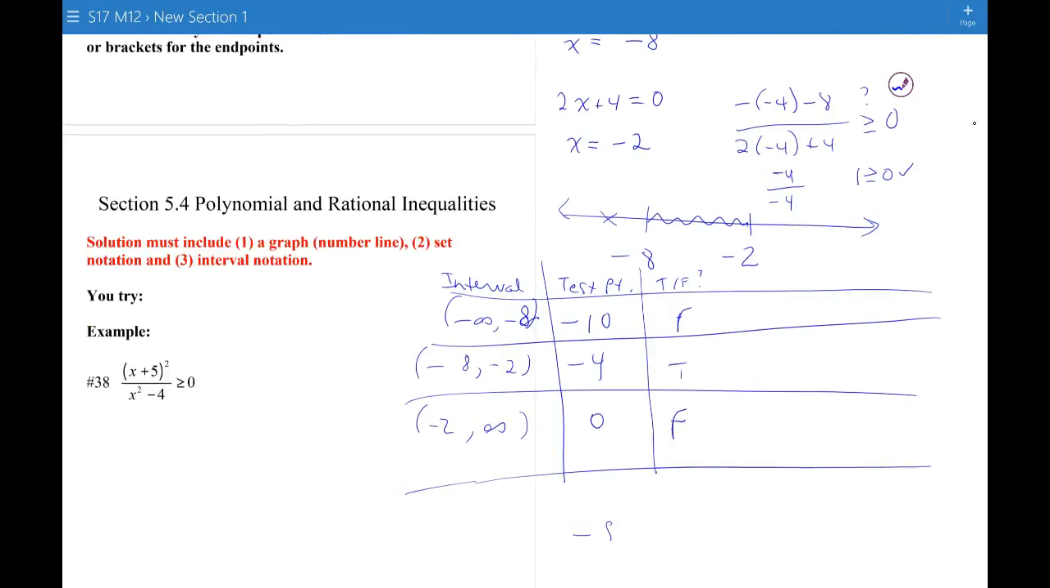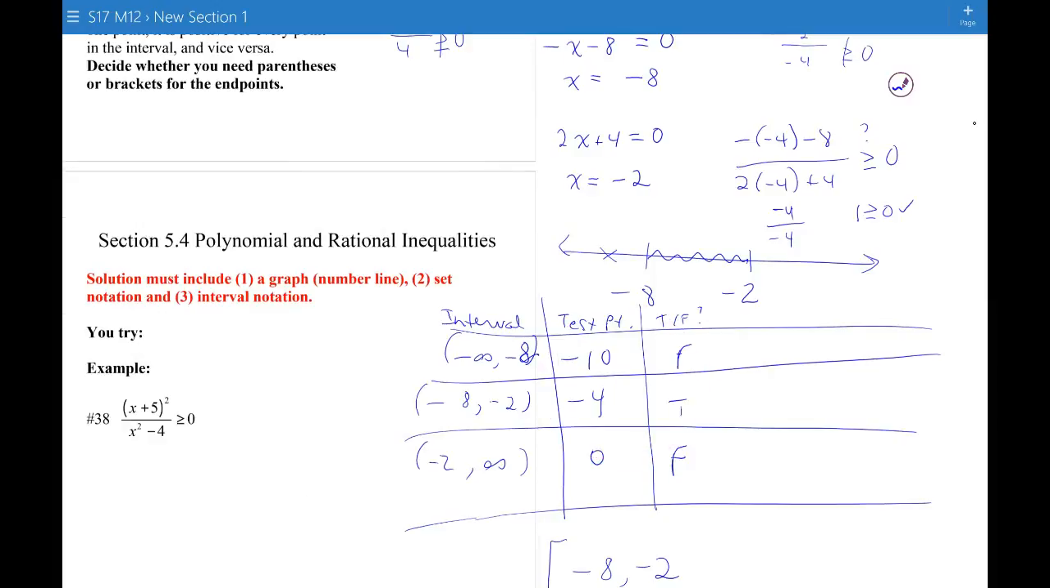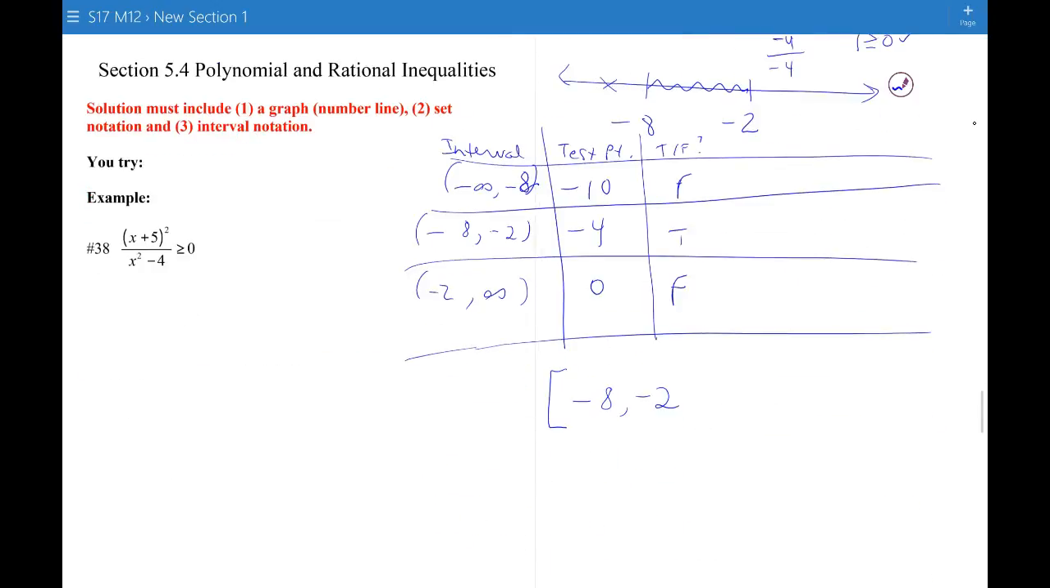So I get the interval from negative 8 to negative 2. Well, I want the negative 8 because that makes the numerator 0, and that's fine because that's the or equals. But I don't want the negative 2 because that would make the denominator 0. So my set notation will be the set of all x such that x is at least as big as negative 8, but less than negative 2. And then my number line solution set representation looks like this.